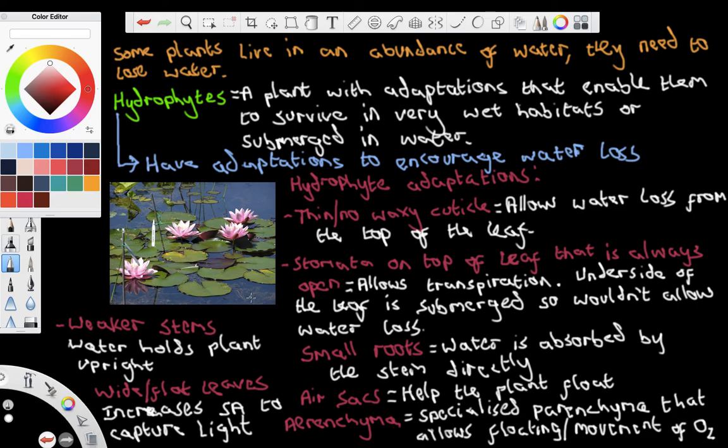They've got wide flat leaves which allow the plant to capture lots of sunlight. They've got small roots. They don't need big extensive root systems because they're already submerged in water. They don't need it to be absorbed. They have air sacs which allow the plant to float, such as water lilies floating on water. And they have aerenchyma, specialised parenchyma that allows the plant to float and the free movement of oxygen with little resistance.